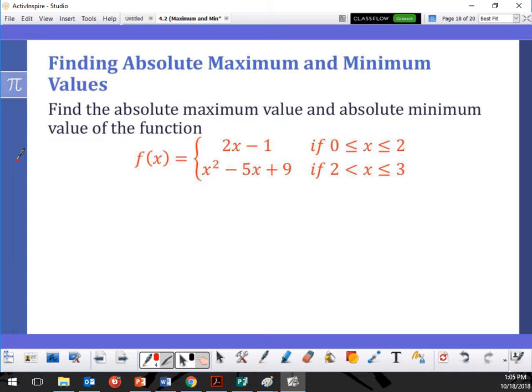All right, find the absolute minimum values of the function. Absolute minimum, maximum, minimum. Now, this is a piecewise function, right? So in a piecewise function, we have to look at it in pieces. See what I did there? Yeah, in pieces.